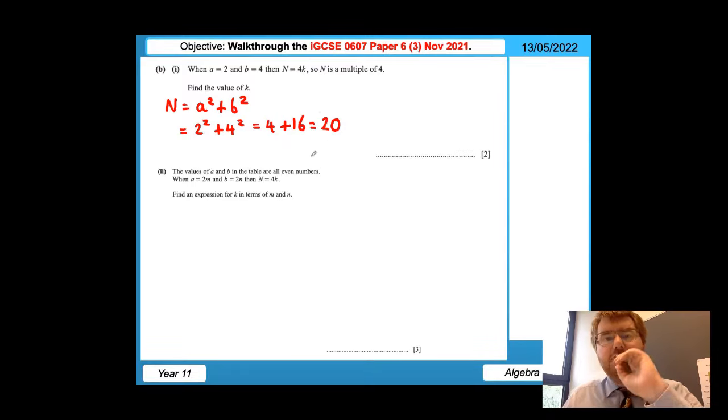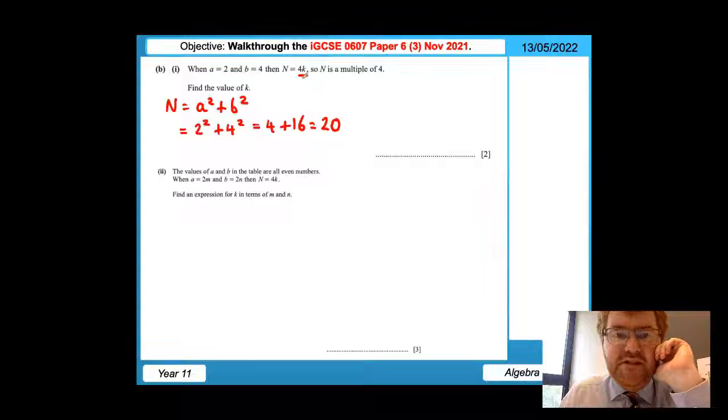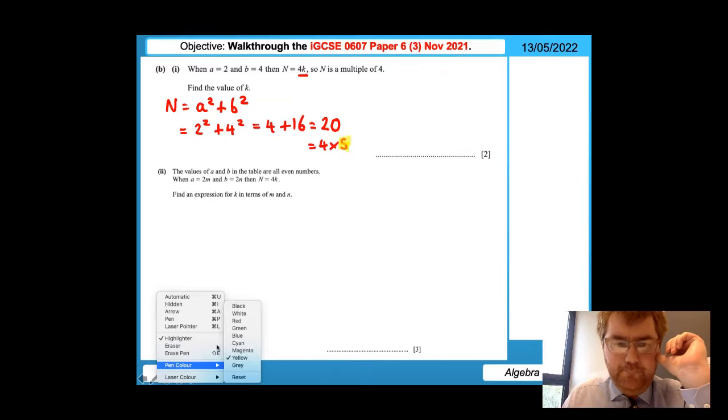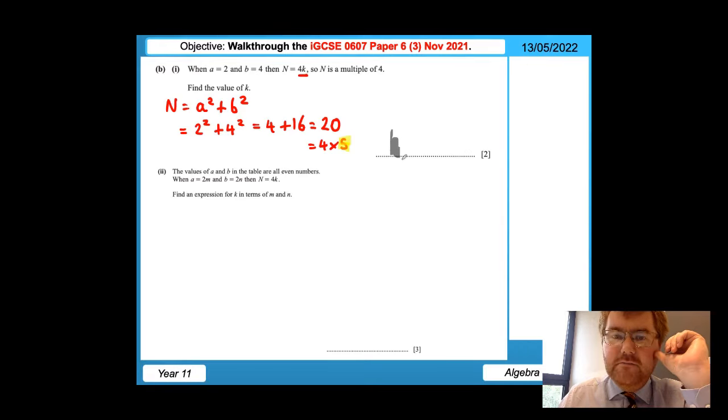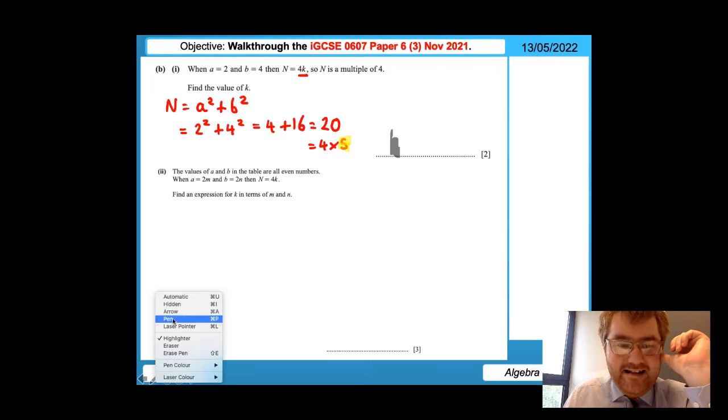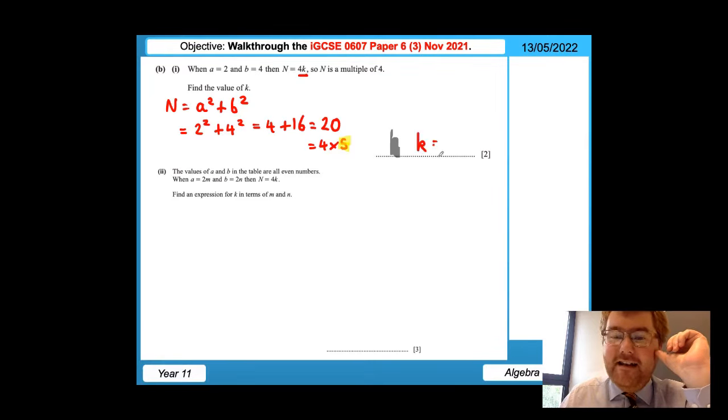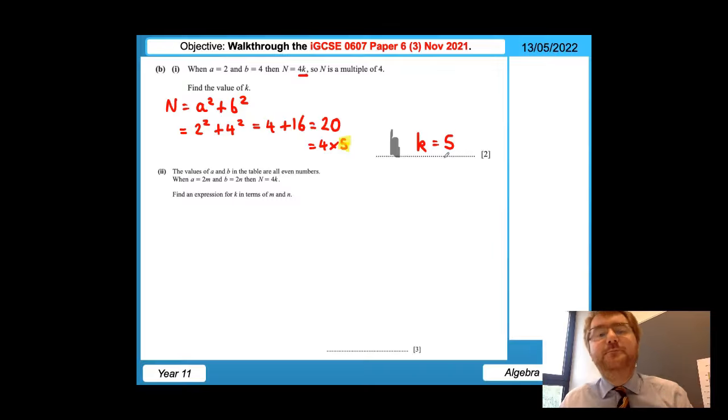And what does the actual mark scheme want us to do here? Well, it wants us to write it as 4 times something. So if we go to our answer here, 20 is the same as 4 times 5. And it wants us to work out the number that's not 4. So I'll highlight it. So it wants us to work out this one here. Therefore, our answer for k is going to, not with the highlighter, that's never a good idea. So there we are, k is equal to 5. Perfect. And on to part 2.